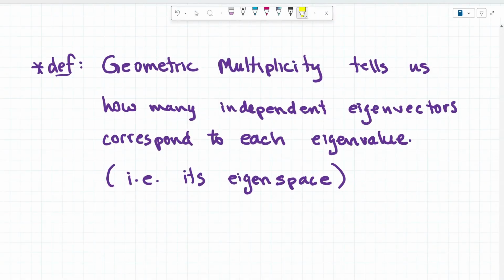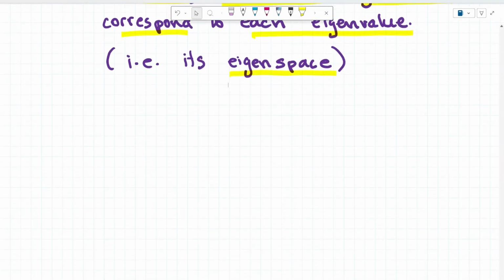We're going to move on now and discuss the definition for geometric multiplicity. Geometric multiplicity tells us how many independent eigenvectors correspond to each eigenvalue. In essence, it is the dimension of the eigenspace associated with that eigenvalue. So how do we actually find this? First of all, we need to determine the eigenvectors.